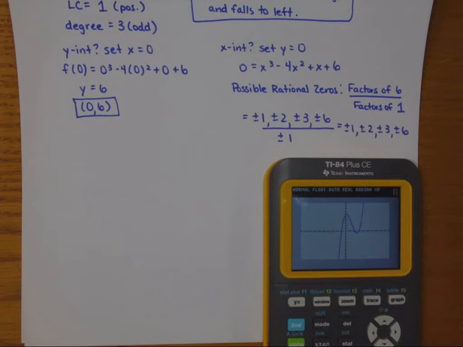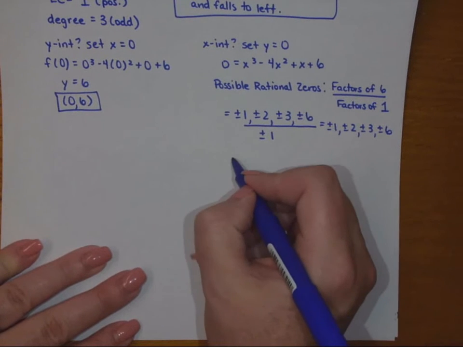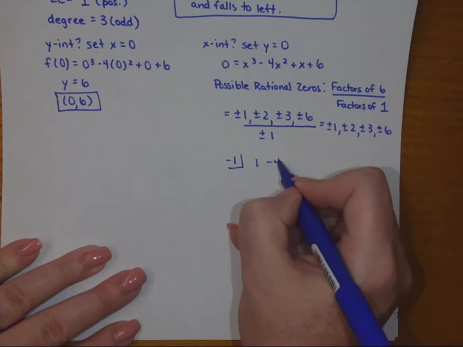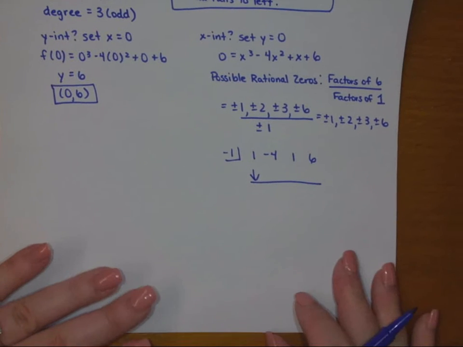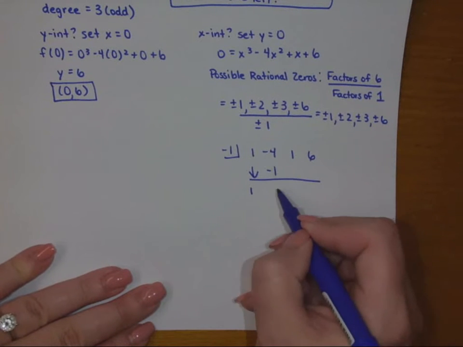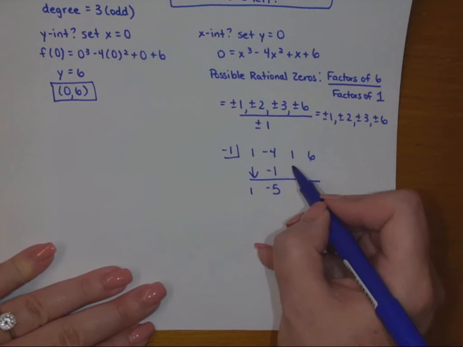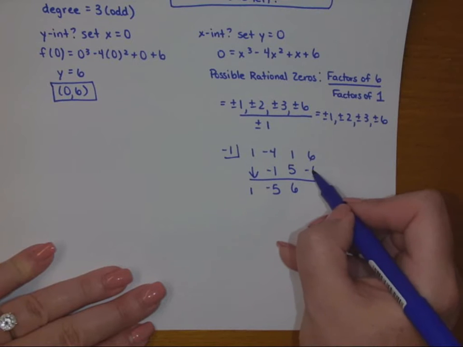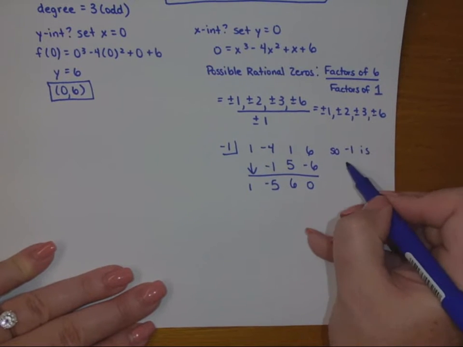So just pick one of them. It really doesn't matter which one. So I am going to try -1 first. And remember, this is how you try it. You do synthetic division, and you see if you get a remainder of 0. So you bring down the 1. 1 times -1 is -1. Add those, and you get -5. -5 times -1 is 5. Add those and you get 6. 6 times -1 is -6. So -1 is a zero.